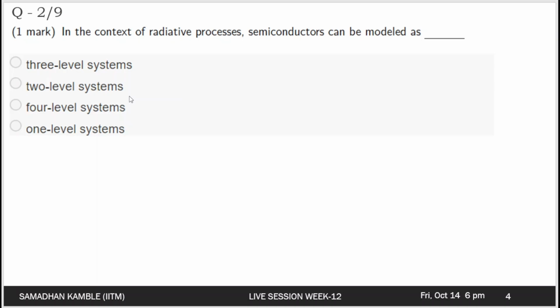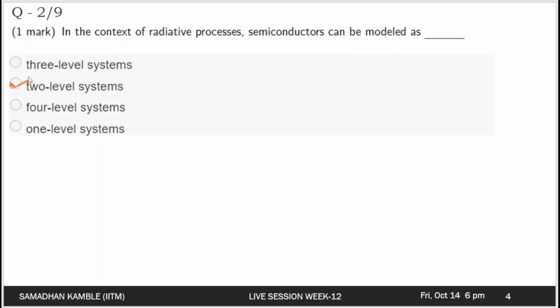So we can model the different processes that we have seen in the form of a two-level system. For the case of semiconductors, the ground state is the valence band, and the excited state is the conduction band. So the two-level system is the simplest way of representing an optical material. We saw that on a two-level system, if you have a photon incident, it turns out that there are three different processes that can happen, and we have studied it in detail. So to summarize, in the context of radiative processes, the semiconductor can be simply modeled as a two-level system.